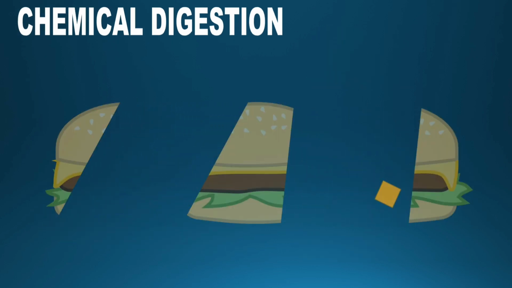Next up is chemical digestion, and that changes the chemical nature. The food molecules get broken down into building blocks, which are monomers, like amino acids. This activity can be found in the small intestine.